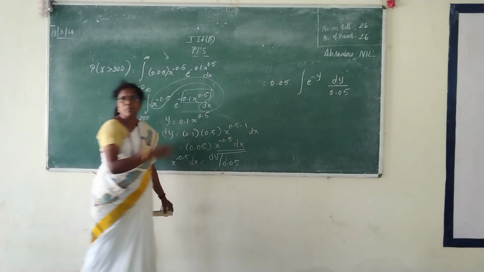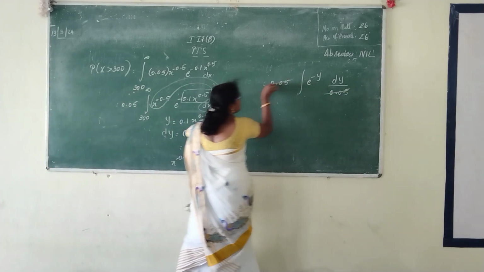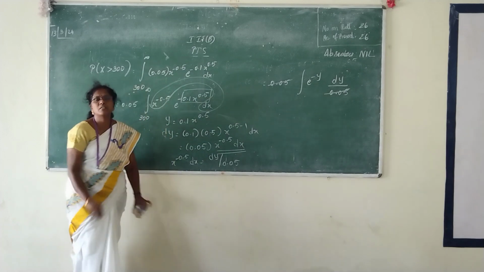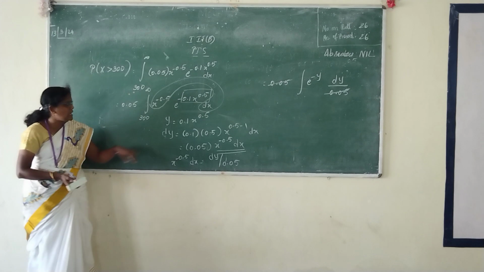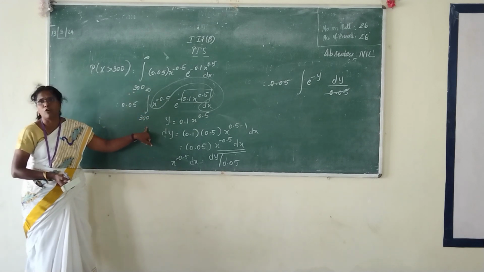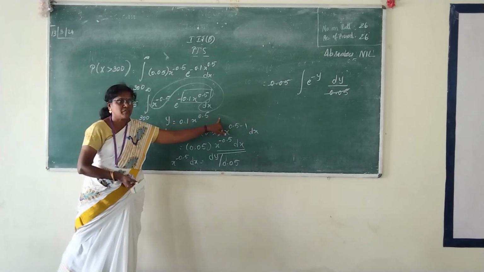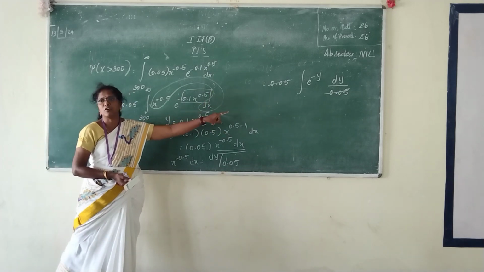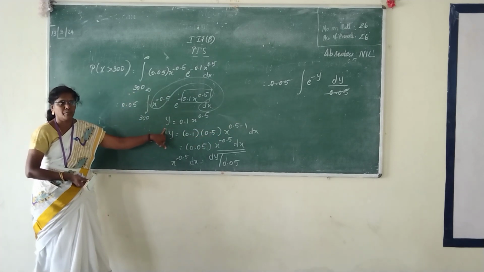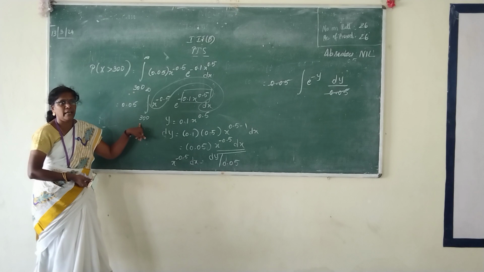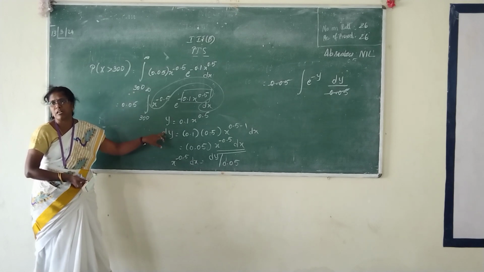Now it has reduced to simple integration, right? So what you have to do now is cancel the 0.05. But this is not the end. Another important thing you have to do is change the limit values also. Because this is the limit value for your x variable, but you are converting everything in terms of your y variable, so you find the limit values for y also. What is the lower limit value for x? 300. So when x equals 300, what is the y value?